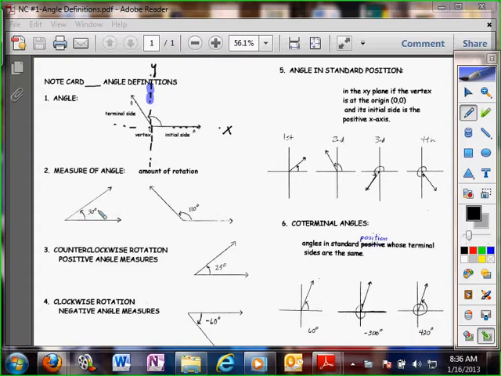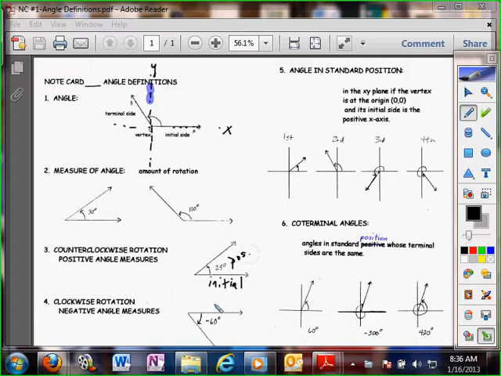Here's an example of a 30-degree angle. Here's an example of a 110-degree angle. Counterclockwise rotation measures angles in a positive measure. Okay? In other words, if we started our initial side here along the x-axis and we rotate in a counterclockwise manner, these are going to be positive degree measurements.